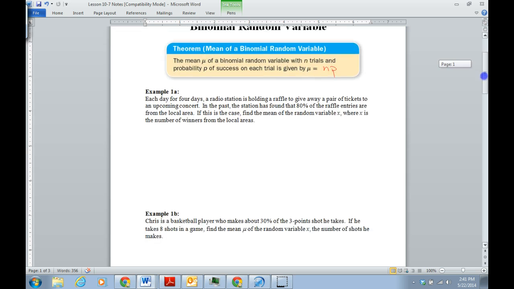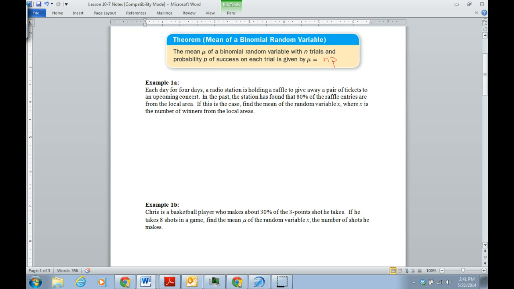So let's look at example 1A. For each of 4 days, so what do you think our n is going to be? 4. Good. A radio station is holding a raffle to give away a pair of tickets to the upcoming concert. In the past, the station has found out that 80% of the raffle entries are from the local area. If this is the case, find the mean of the random variable x, where x is the number of winners from the local area. So what is p in this case? 0.8. So what is mu going to be? 4 times 0.8, which happens to be 3.2. That's it.